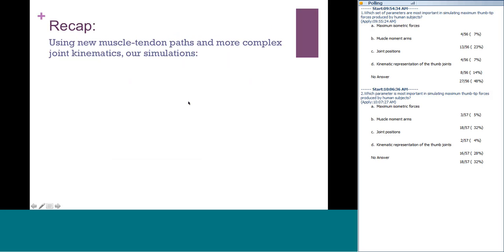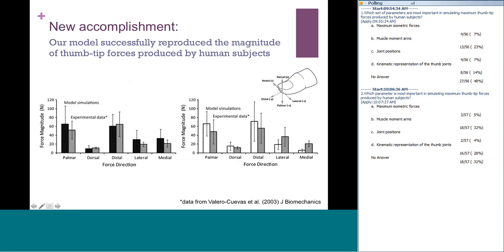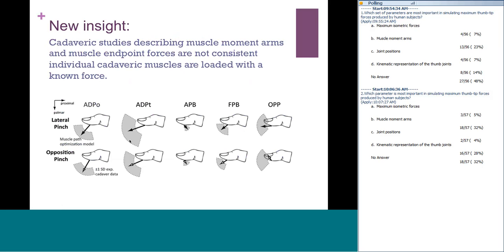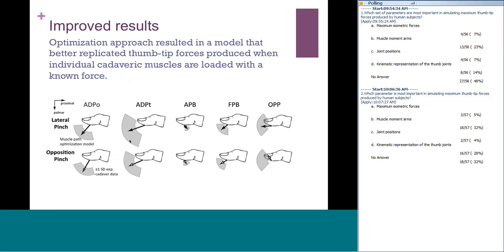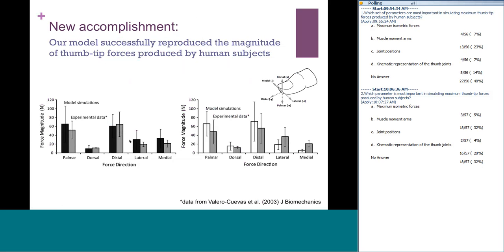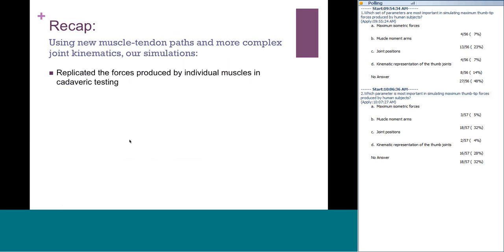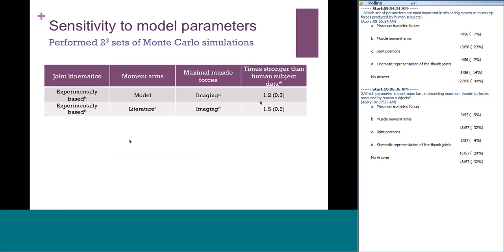So we don't have enough information at this level. While we can replicate the data, both in terms of the forces produced by human subjects and the endpoint forces produced by individual muscles, we don't have enough information to be able to really conclude which matters the most. So what Sarah did at this next point was compare how joint kinematics, moment arms, and maximal muscle forces perform when we're trying to replicate the data from the Valero-Cuevas 2003 study.